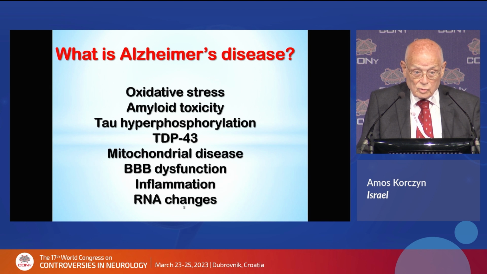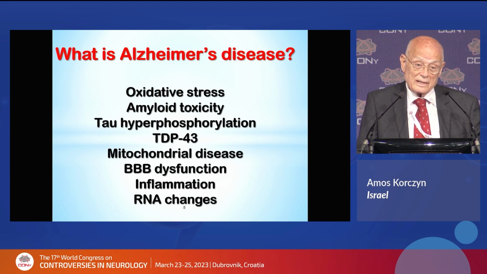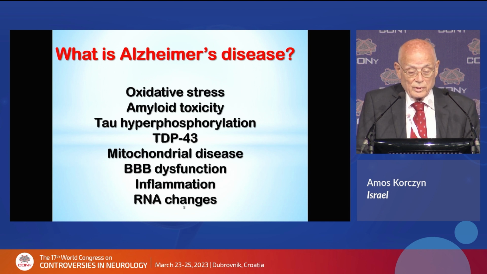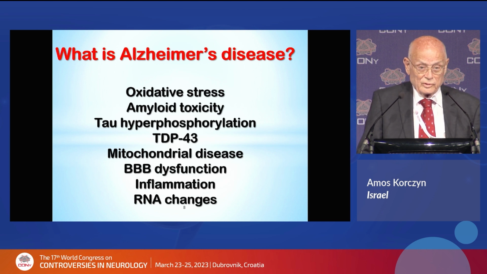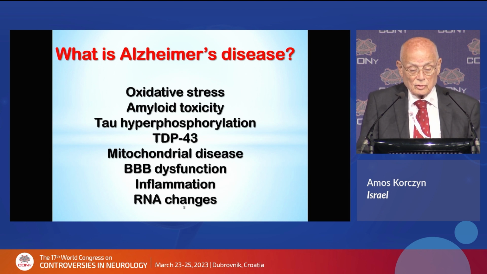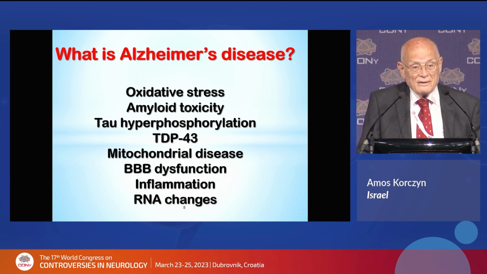To no avail almost, you know. Now they try to say, okay, it doesn't work in more progressed stages of the disease, but maybe initially it would have worked. Tau hyperphosphorylation that we hear so much about. We don't know what causes the hyperphosphorylation. Why is it? TDP-43, mitochondrial disease, blood-brain barrier dysfunction, inflammation, DNA and RNA changes, all these are part of the definition of the processes that people believe are causing the dementing or the neurodegenerative process.